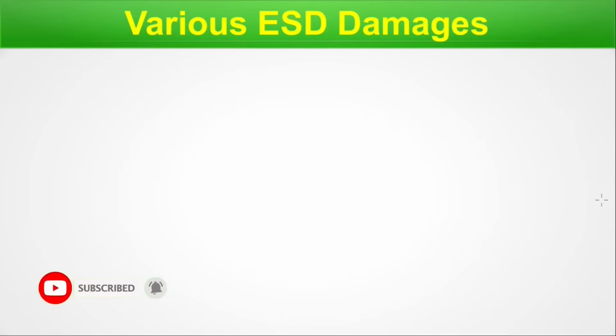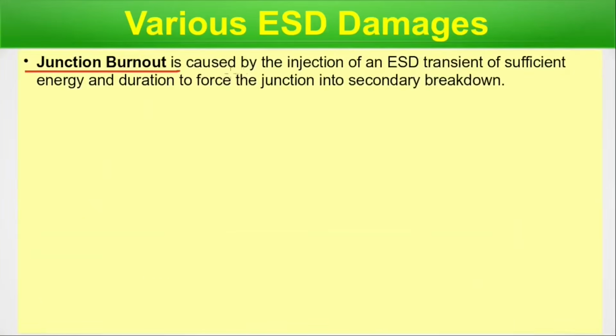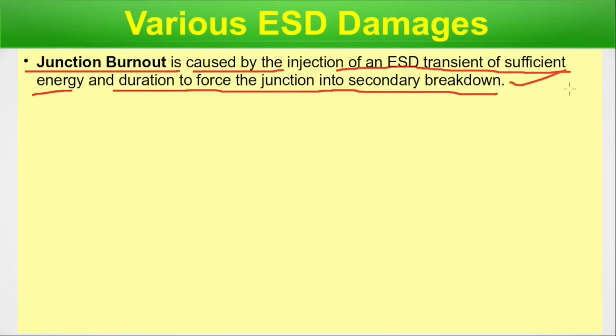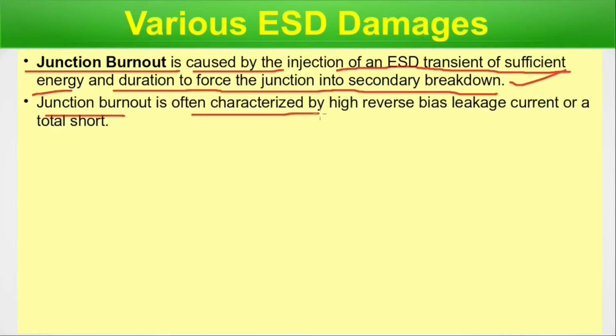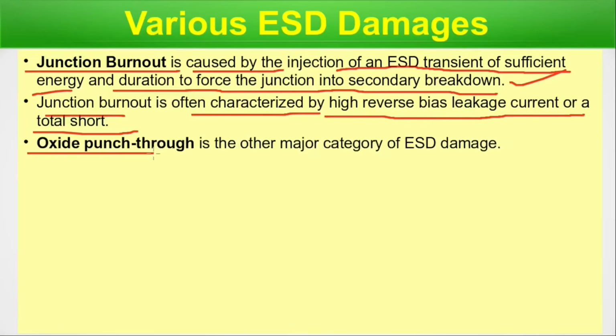Various ESD damages. Junction burnout is caused by the injection of the ESD transient of sufficient energy and duration to force the junction into secondary breakdown. So junction means it could be a PN junction or some other type of junction which can get burned out. Junction burnout is often characterized by high reverse bias leakage current or a total short. It can be characterized by a reverse bias operation of a junction, or it could simply become a short. Oxide punch through is the major category of the ESD damage.